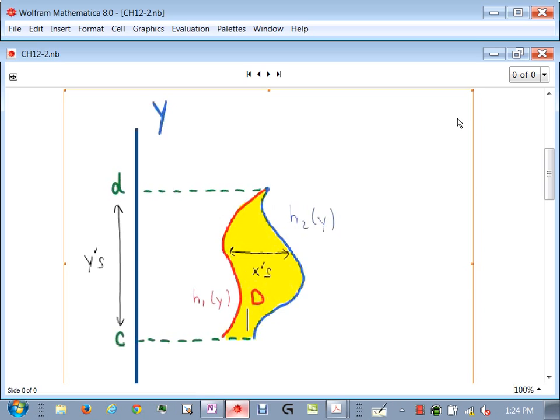So you have to be able to look at a region and determine if it's type 1 or type 2 by looking at the graphs of the curves. And then you pick which way to go. Is it possible to have both a type 1 and a type 2 region? Could you have a region that's both type 1 and 2? What about a rectangle? Is a rectangle type 1 and type 2?